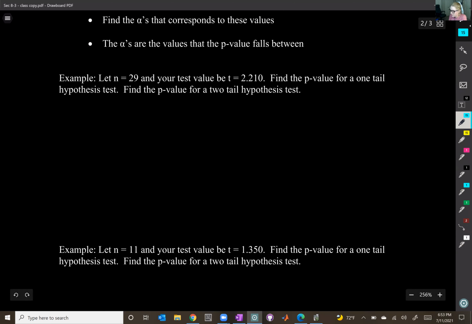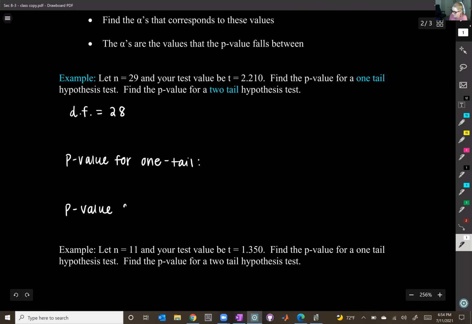Our first example says to let n equal 29 and our test value be t equals 2.210. So we're going to find the p-value for a one-tail test and also for a two-tail test. We're just going to do both. But first we need the degrees of freedom. Our degrees of freedom is 29 minus 1, which is 28. And then we want to find the p-value for a one-tail test, and we're also going to be finding it for a two-tail test.